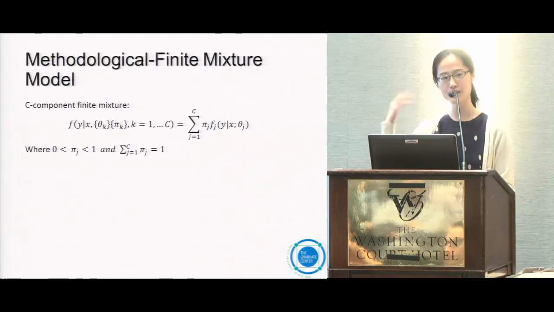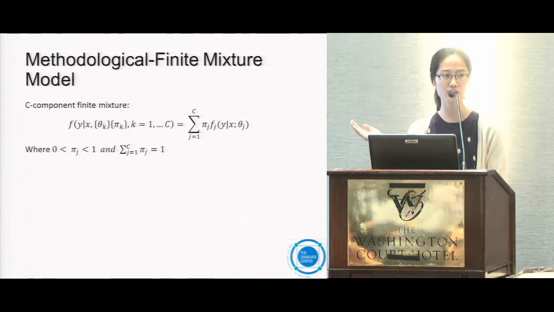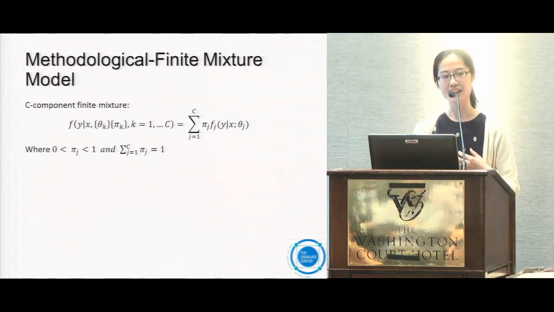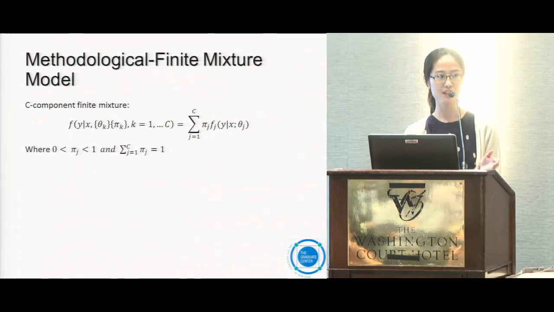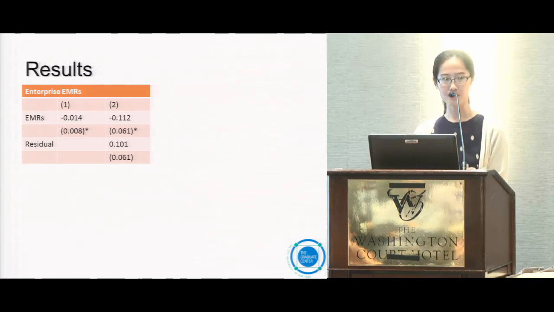Okay, and here's the model that I was talking about, where I don't have to put more assumptions on where the heterogeneity happens. This is called the finite mixture model. So the idea is that I'm telling the model, hey, I know there must be at least two types of heterogeneity, so tell me what they are. Okay, let me show you the result real quick.